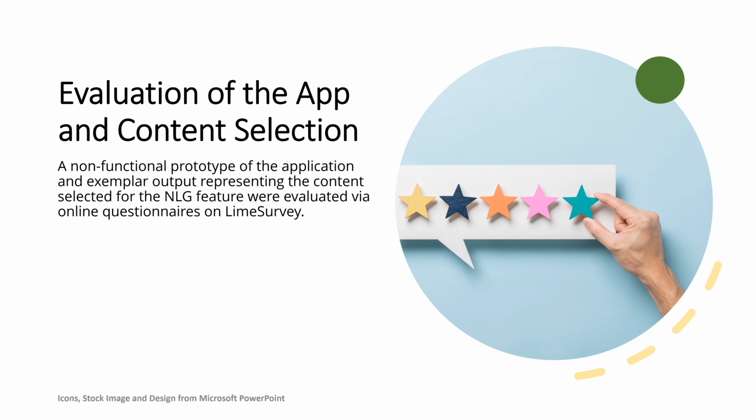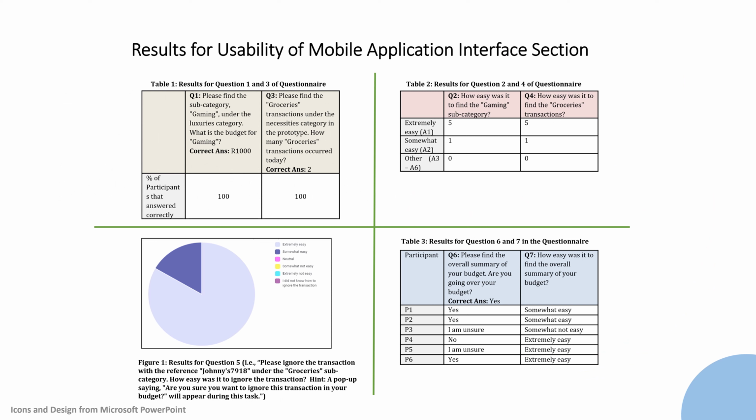To evaluate the app and the content selection for the NLG feature, a non-functional prototype of the app and an exemplar output representing the content selected for the NLG feature were evaluated via online questionnaires on LimeSurvey. In the questionnaires, we had 4 different sections to evaluate different aspects of the application. The results from the usability of the mobile application interface section were mainly positive, and therefore based on the results it can be concluded that the UI is somewhat usable.